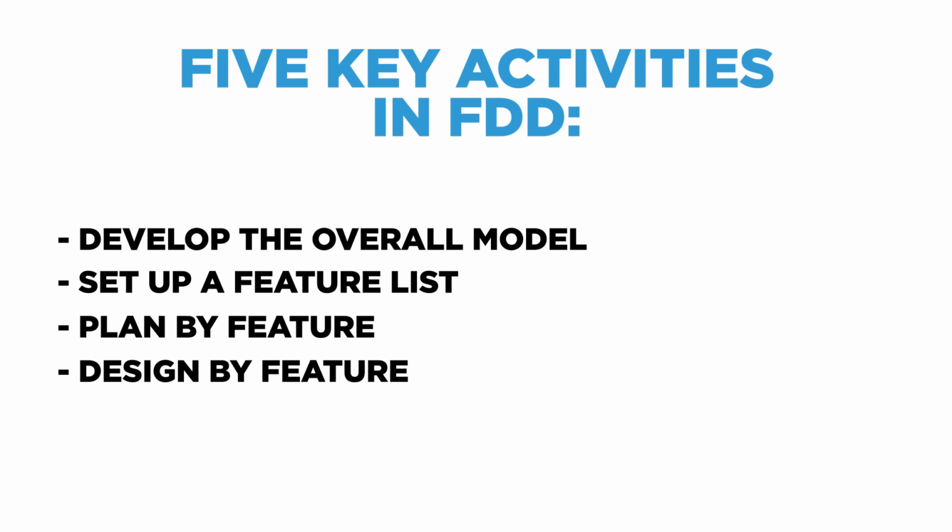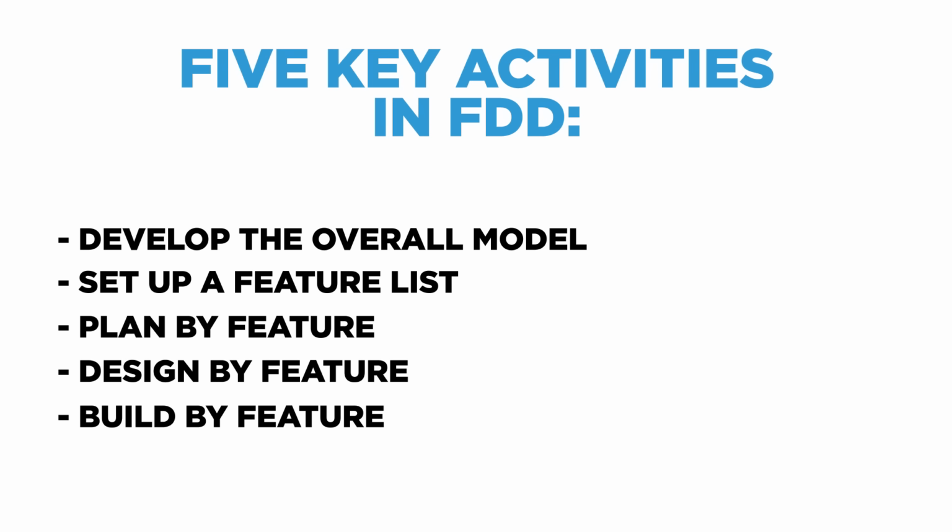Design by feature. This means that the chief programmer will select the features that will be developed over the next 2 weeks. Build by feature. During this final stage, developers work on writing the code for the features, and the code is tested before the final version is created. There are 6 roles in an FDD team.